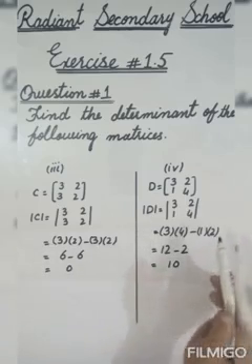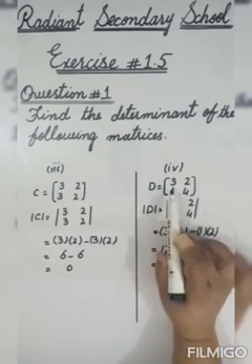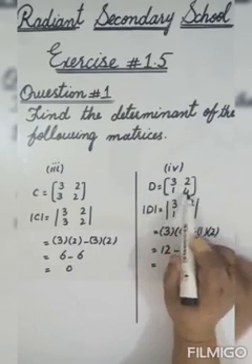Now move on to part number 4, which is D is equal to 3 2 1 4.